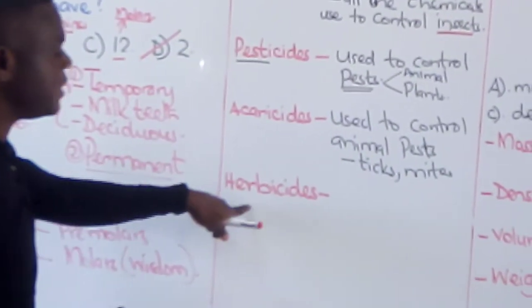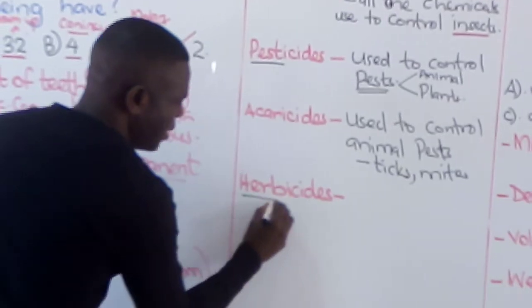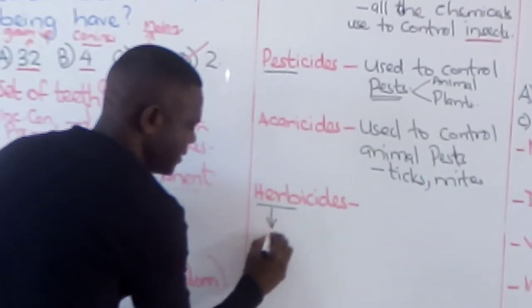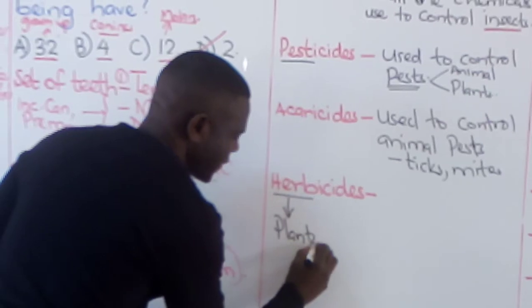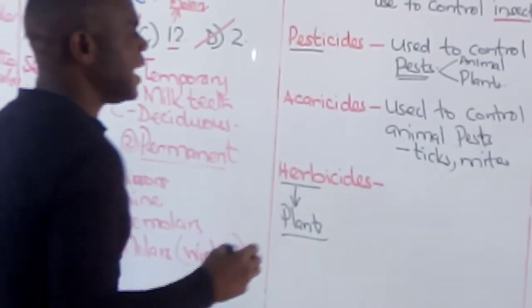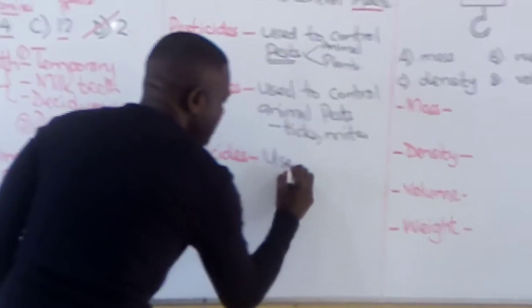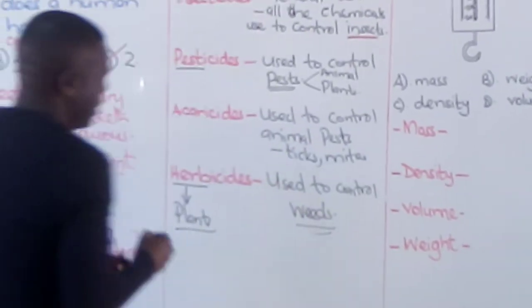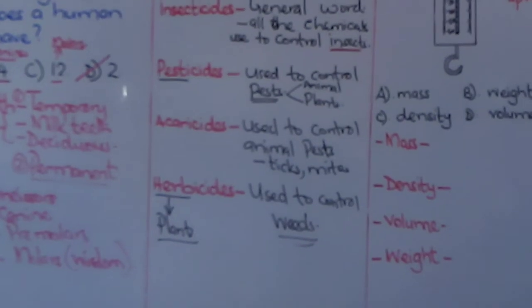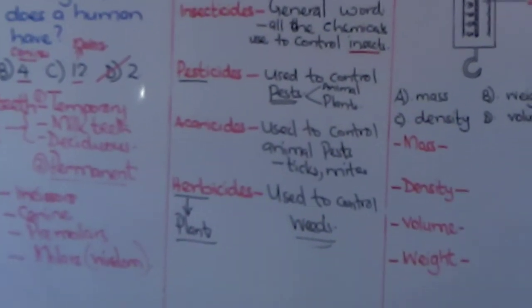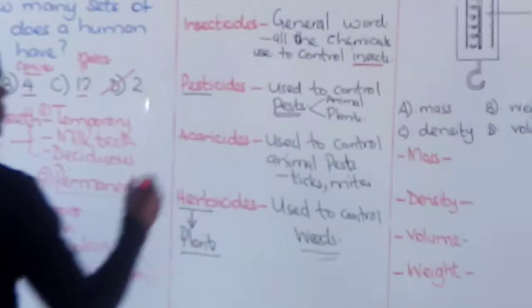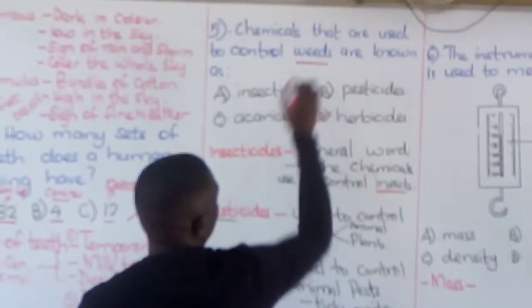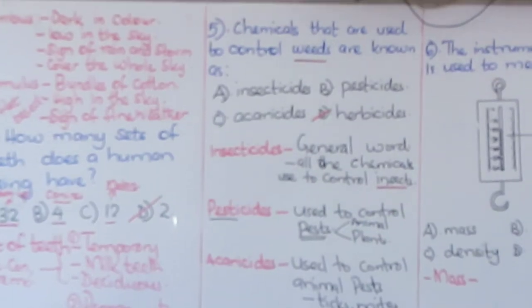Then we've got herbicides. From the word herb. Herb means plants. So herbicides are chemicals used to control weeds. Now, boys and girls, from that explanation, we can get the right answer from the choices. And obviously, the right answer is herbicides, to control weeds. And the last question today is question number 6.